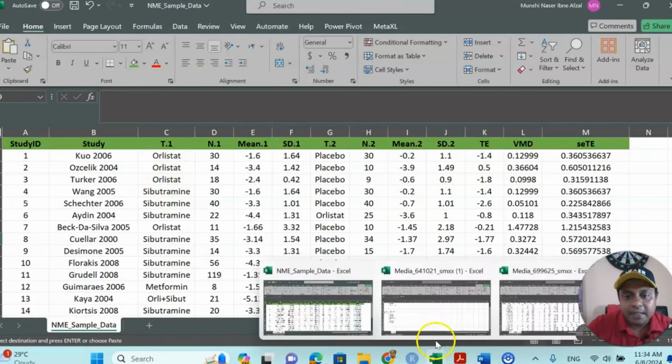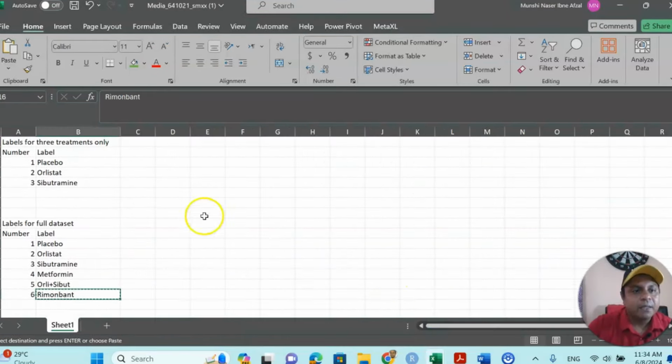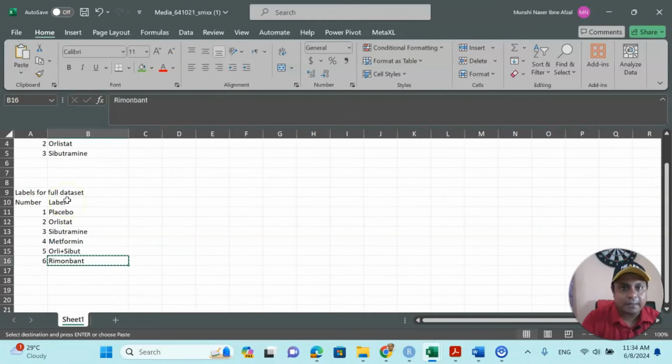And the labeling of the drugs here, you can see in the labels of three treatments: placebo, orlistat, and sibutramine. And also here is the list of the full data set that I'm sharing: placebo, orlistat, sibutramine, metformin, and rimonabant. These are the drugs used in the treatment groups to see which drug is better at meeting the medical objective.